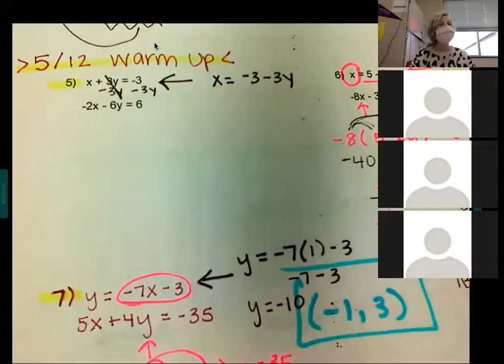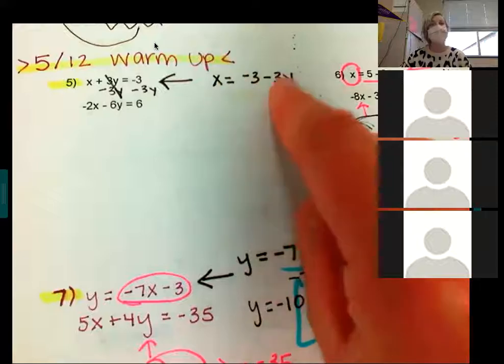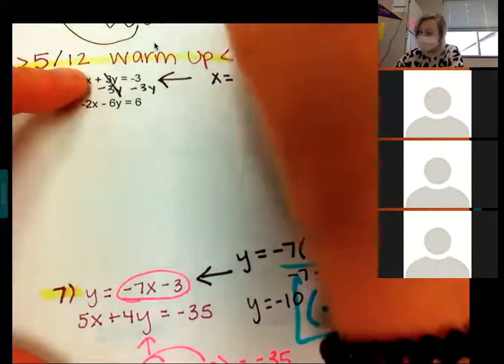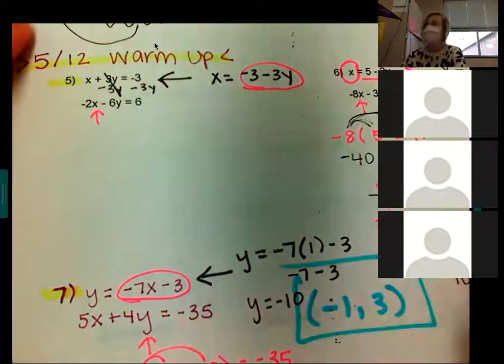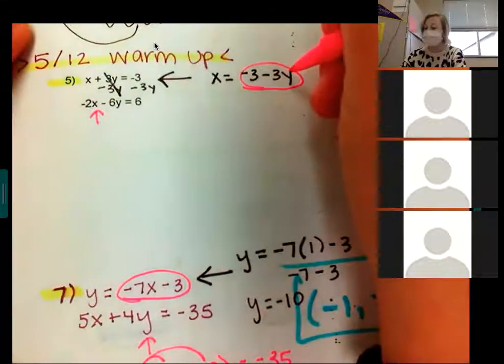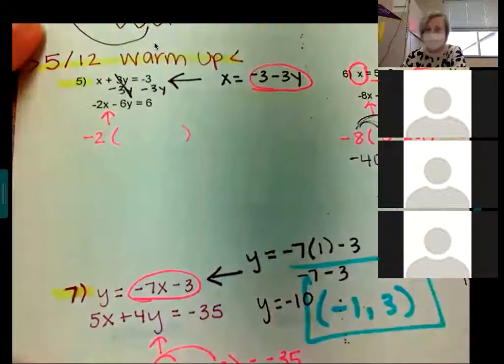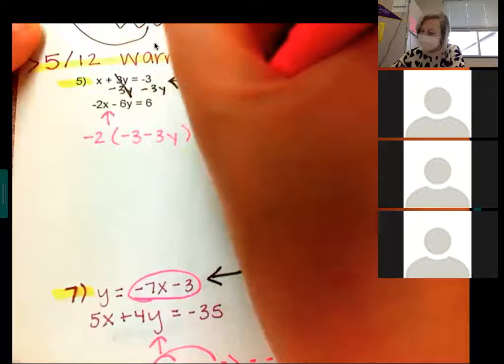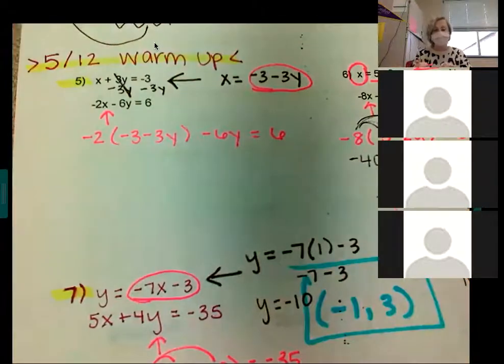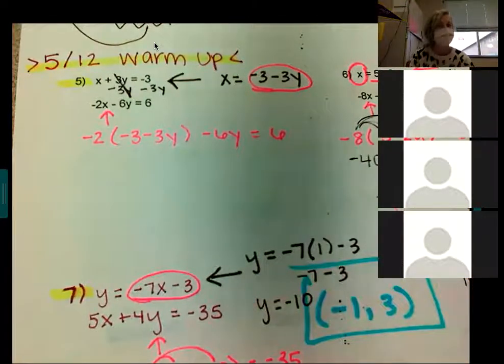All right, now what do y'all notice this says? X equals, where can I go put this negative 3 minus 3y? In for x, right here. Is everybody watching? So it says x equals, so I'm going to put it in for x. Look, this is negative 2. What am I putting in for x? Good, negative 3 minus 3y. Then we had minus 6y equals 6. Are we okay? You just had to get something by itself first before you could plug it in.